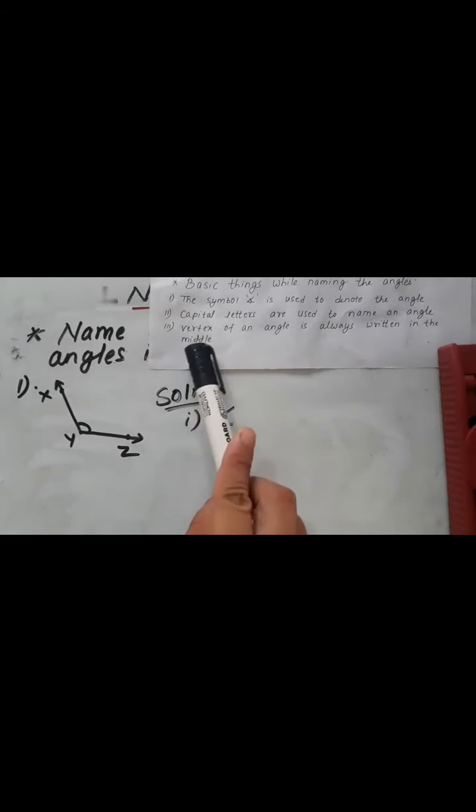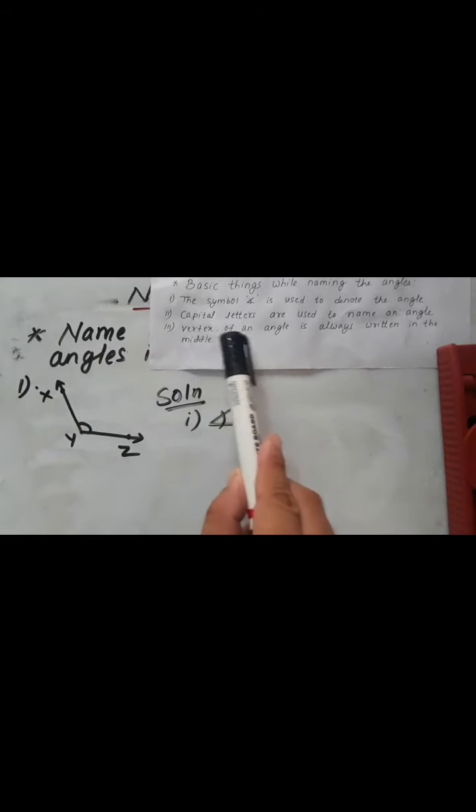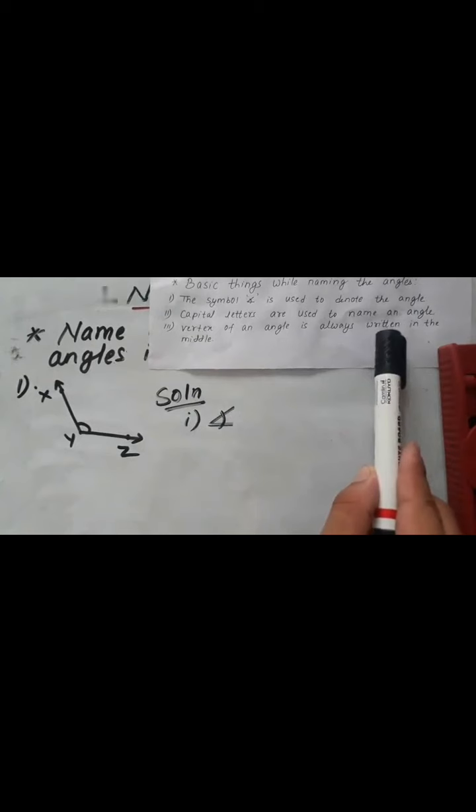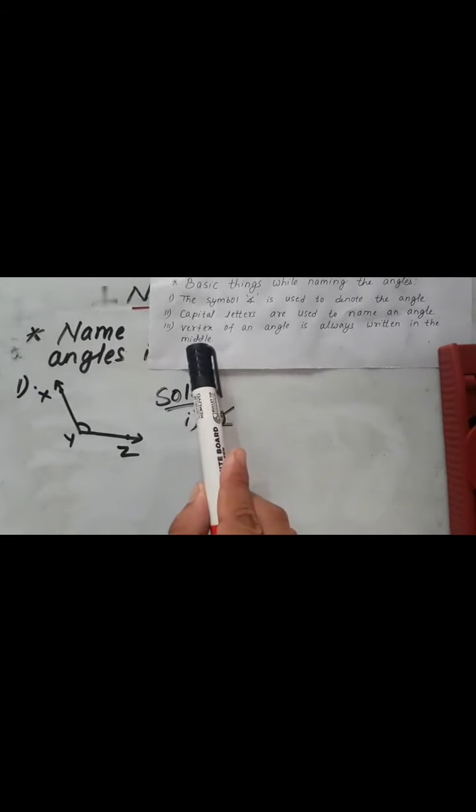And similarly, point 3, the vertex of an angle is always written in the middle. So students, point number 3 is very important while naming the angle. Your vertex must lie in the middle.